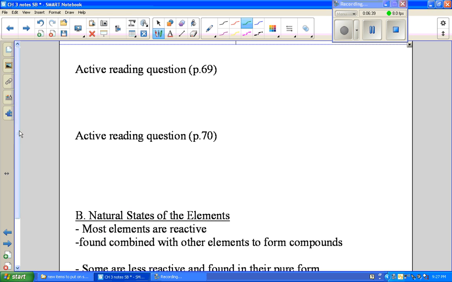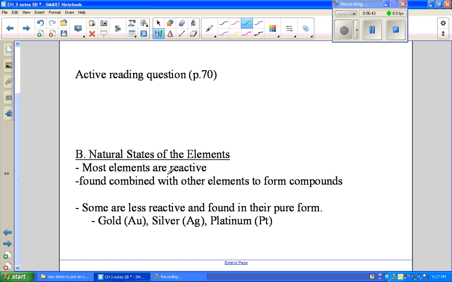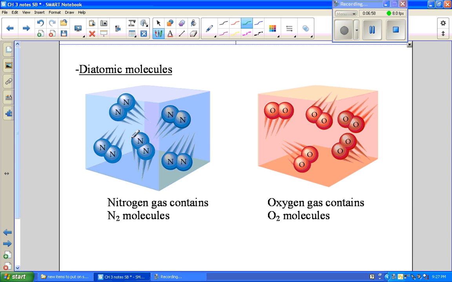And now we're going to take a look at our natural state of elements. Most elements are reactive, as we just talked about, alkali and alkali earth metals, found combined with other elements to form compounds. Some are less reactive, gold and silver and platinum, you know that. If we continue to take a look at how they naturally exist, we have things called diatomic molecules. A molecule meaning that I have more than one atom there. Diatomic, di means two.